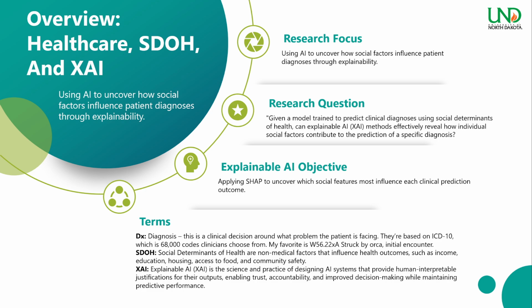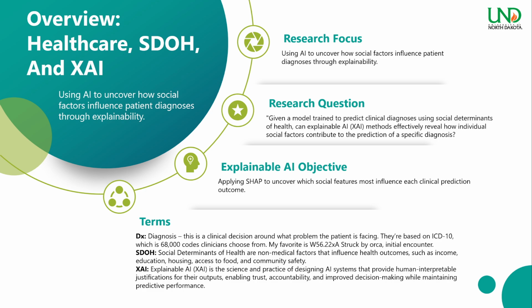SDOH, or social determinants of health, refers to non-medical factors that shape health outcomes, like income level, housing stability, access to nutritious food, reliable transportation and education. There's also what factors are in your home, like lead or mold, and what the abuse situation looks like, both physical and sexual abuse. So it really factors in a wide variety of conditions that might influence a diagnosis.